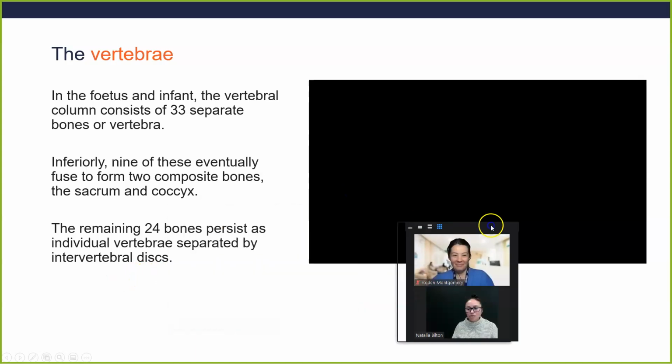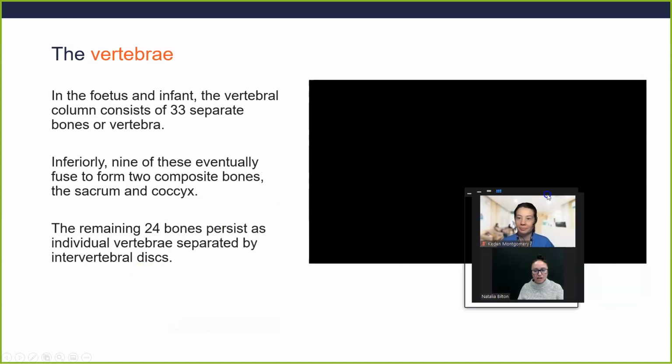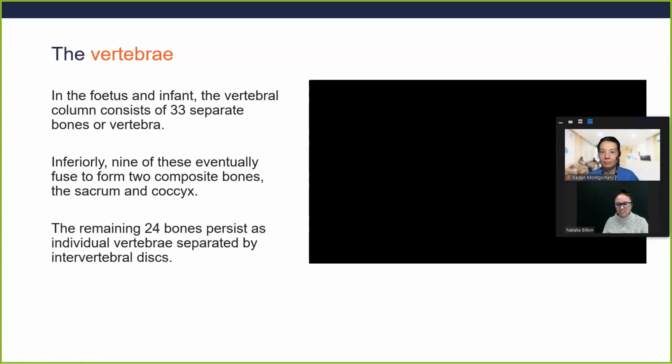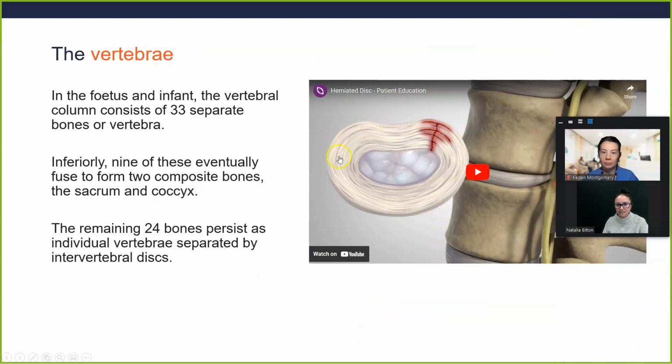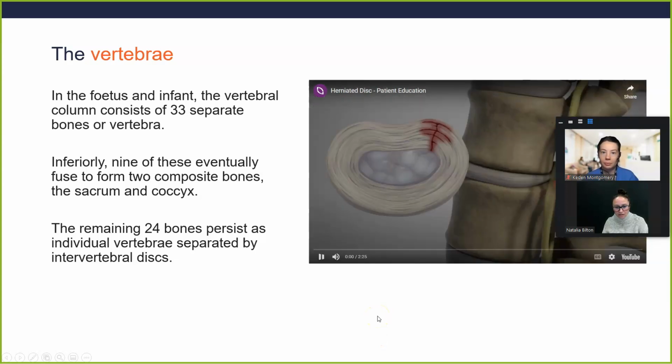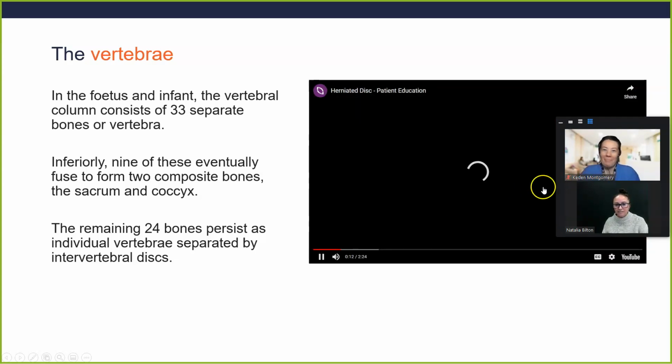All right, so I'll let you watch that little video because it's quite interesting because it just explains to you very, very simply what a herniated disc is. Okay, so when you look at your vertebrae, can you see how we have some cartilage in between each one? So that little video just tells you a little bit more about that disc and what happens when you have a herniated disc. So make sure you watch that. Oh, now it's going to play.